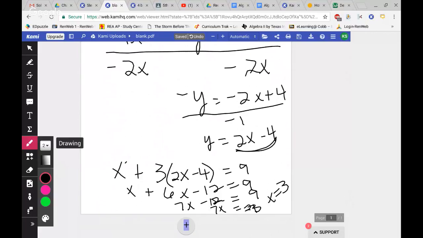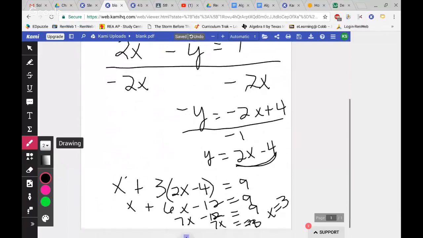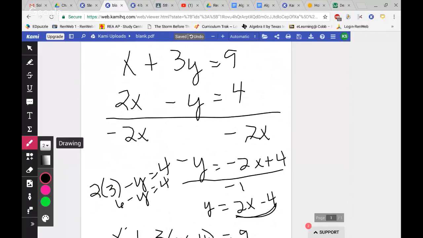All right, so then you would substitute that 3 back in anywhere there's an x. So 2 times 3 minus y equals 4. 6 minus y equals 4. Minus y equals -2 because I subtracted a 6 from both sides. And y equals 2. So the answer is 3, 2.